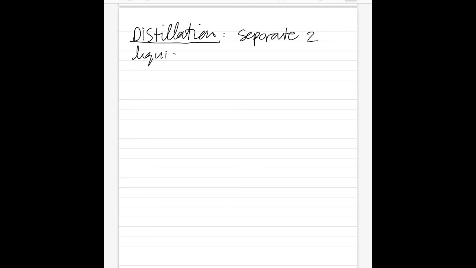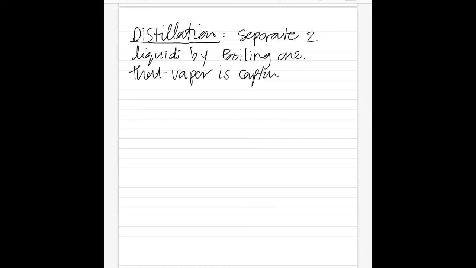Now another way to separate a mixture is going to be distillation. Okay, so you're going to separate two liquids by boiling one. That vapor is captured and cooled down, cooled back down to a liquid.